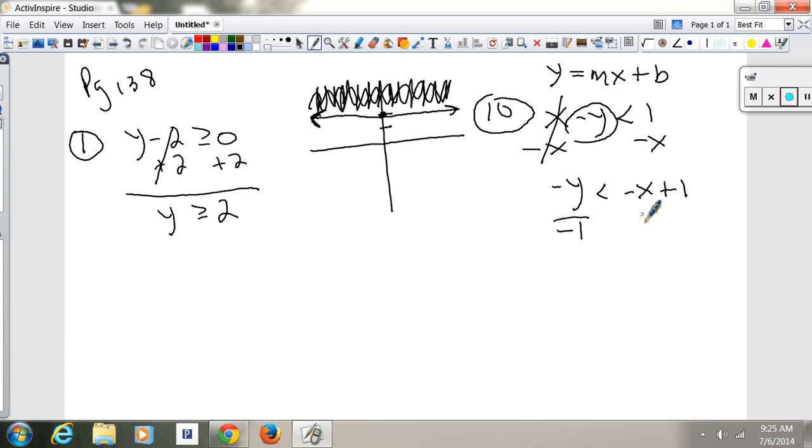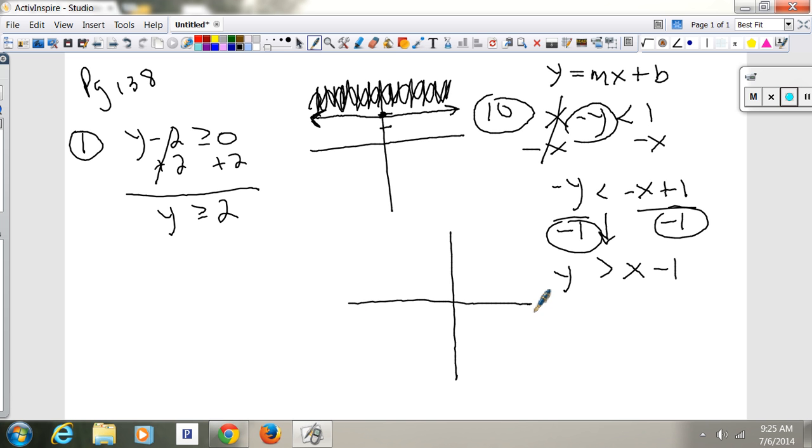Divide everything by negative 1. So you get y, and you've got to switch this around to greater than because you're dividing both sides by a negative. That's going to be a positive x, and that's going to be a negative 1. Now you draw your x and y axis. I forgot on this one. Label y-axis and x-axis. This is your y-axis to your x-axis.